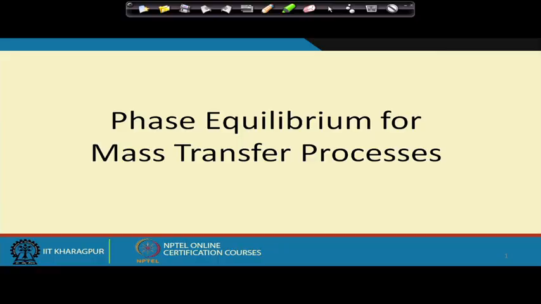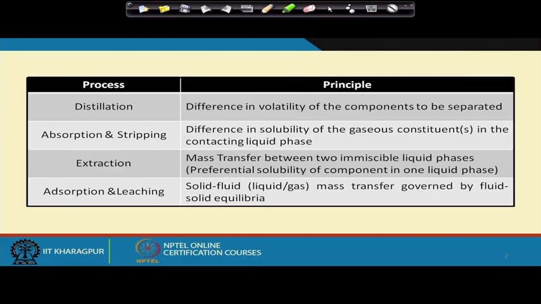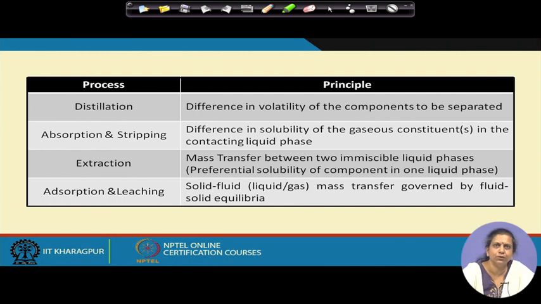Now, let us see what are the other mass transfer operations that usually a chemical engineer deals with. Definitely distillation: the mechanism of separation used in distillation processes exploits the difference in volatility of the two components to be separated. Apart from distillation, we have absorption and stripping. What happens in this case?